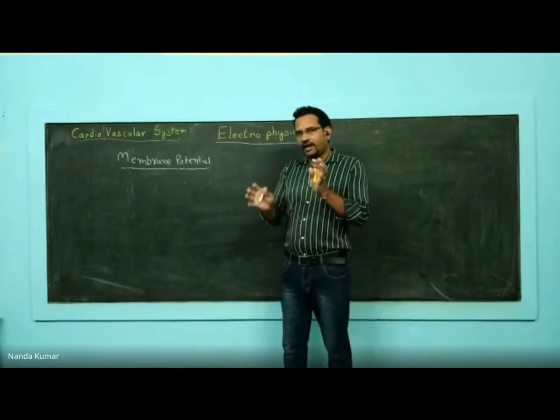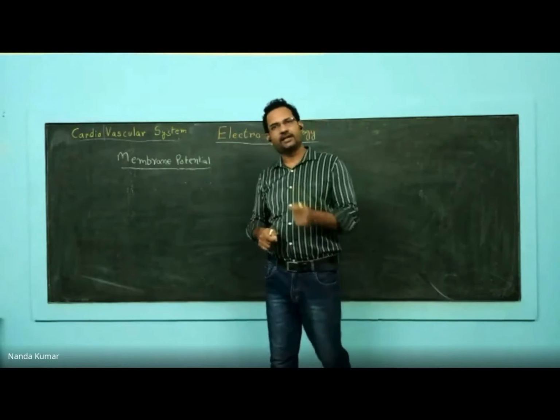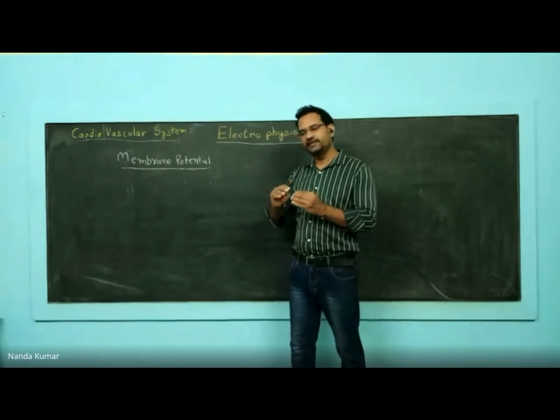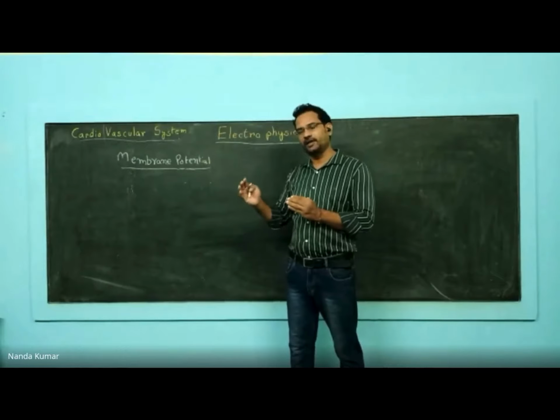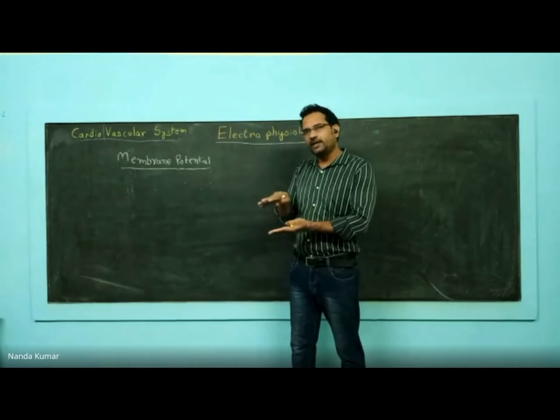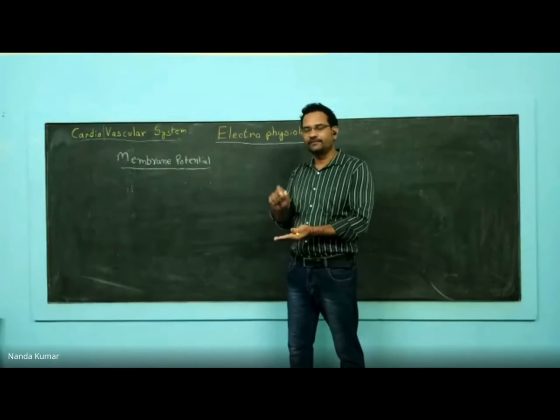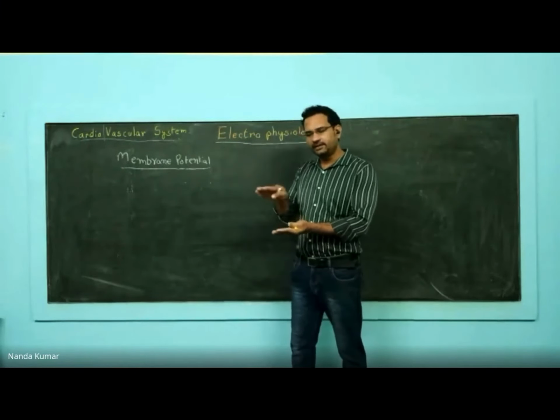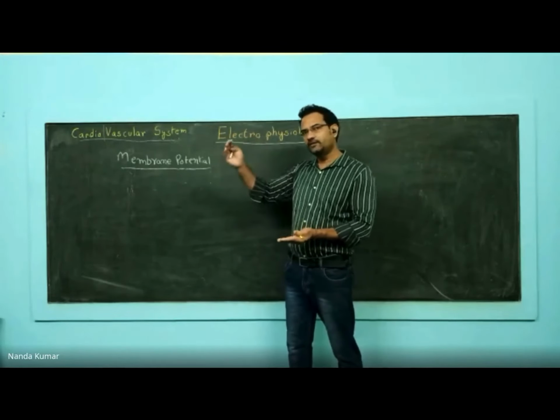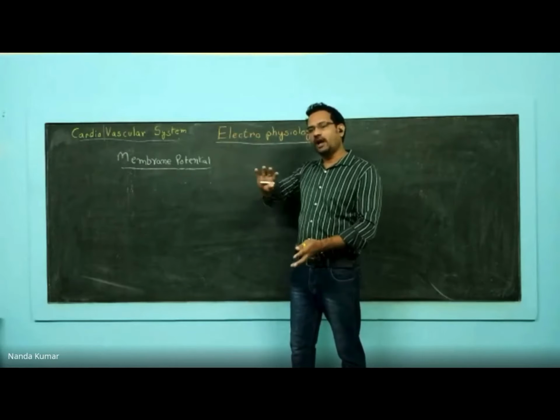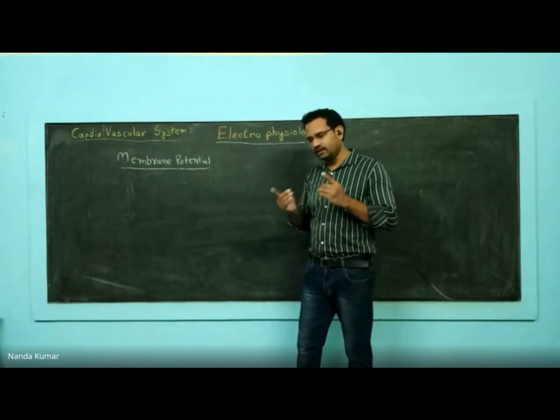Now, the ionic ratios are fixed. That means sodium is an extracellular ion, so the level of sodium is high in the extracellular component. It doesn't mean that intracellularly you don't have any sodium. No, inside the cell you also have sodium, but the amount is less. To give an example, inside the cell 10 millimolar sodium ions will be there, whereas outside it will be 140 millimolar. So the higher concentration is on the outside, hence it is considered an extracellular ion.